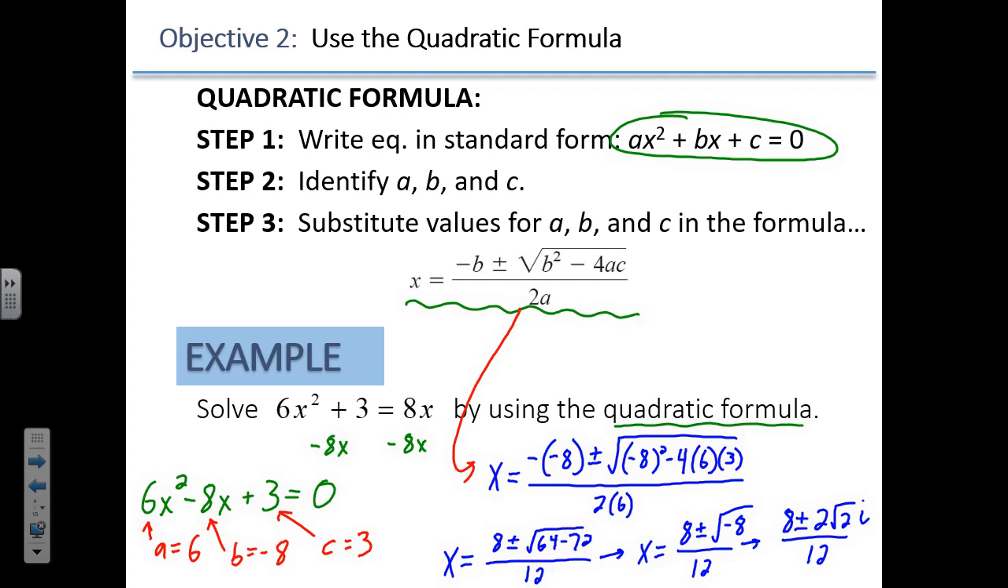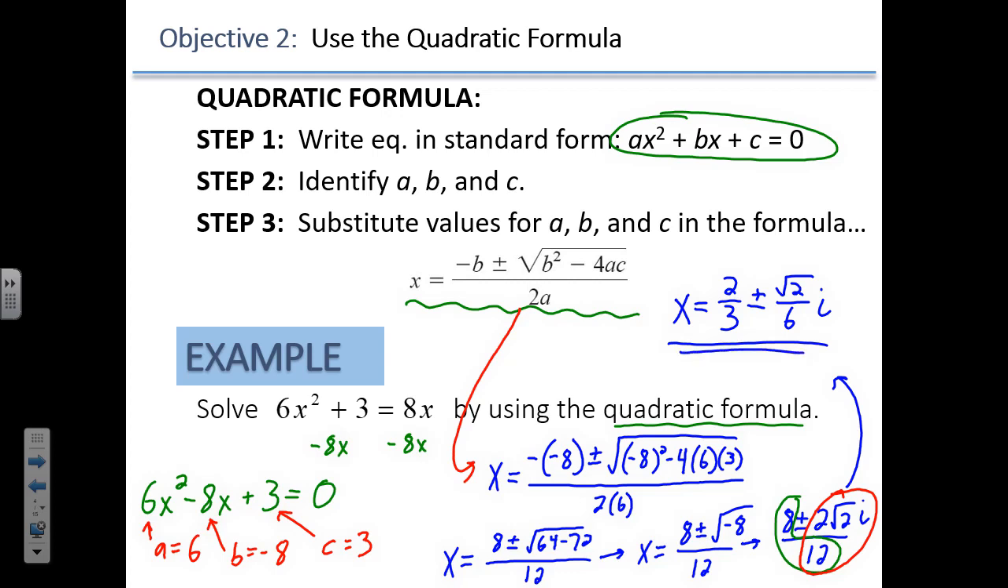And since it's imaginary, we can write that in a plus bi form. I'm going to use this space up here. 8 over 12 reduces to 2/3. That's the real part of our number right here. Plus or minus the imaginary part of our number, which is right there, and that reduces to square root of 2 over 6i. And there's our two solutions to this quadratic. They're imaginary.